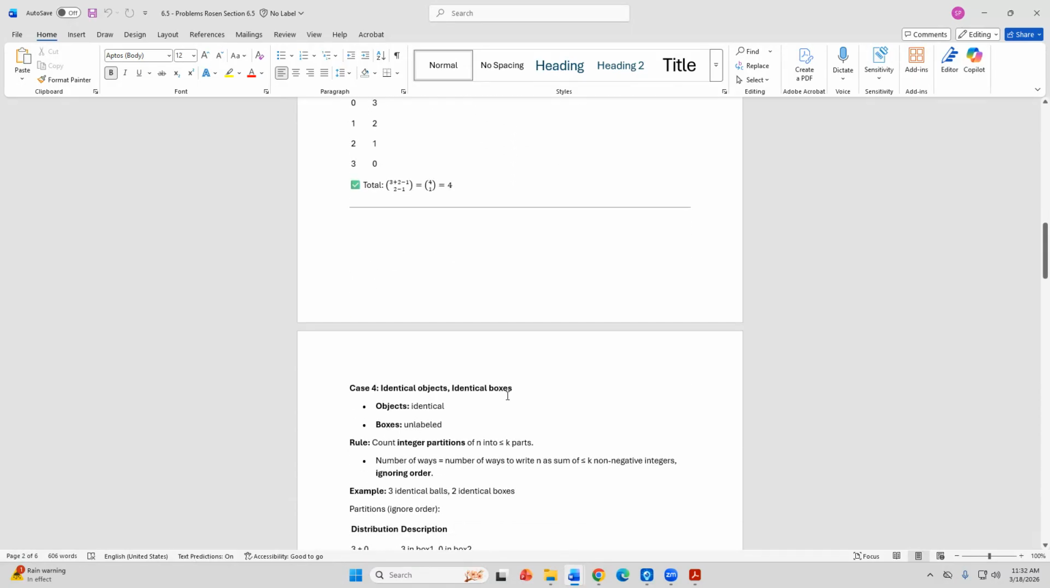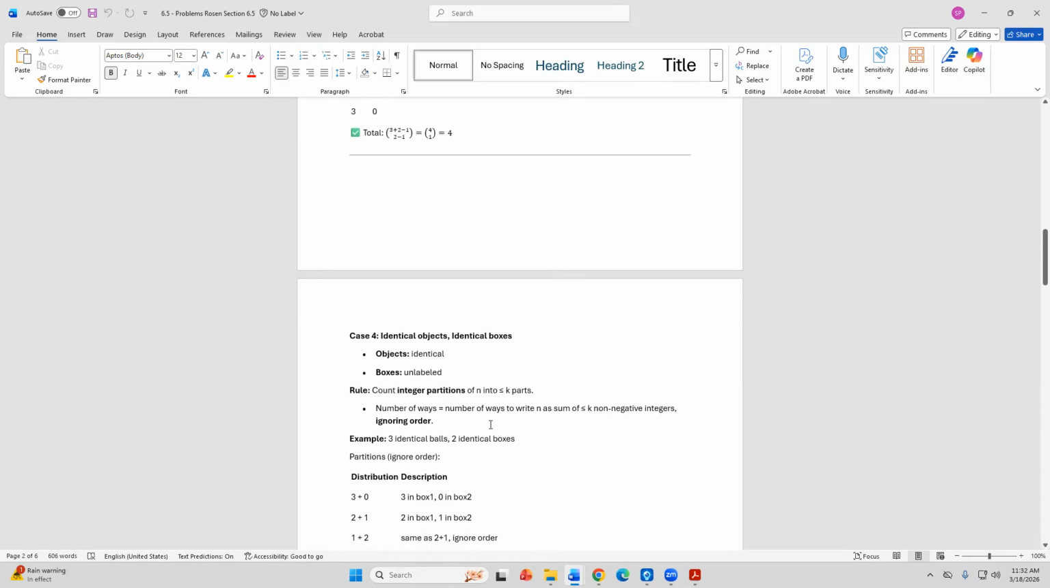And identical objects into identical boxes we did not study because this requires partitions. Partition theory, once again, the idea of partitions comes along. You're not responsible for case four. We did not cover it.